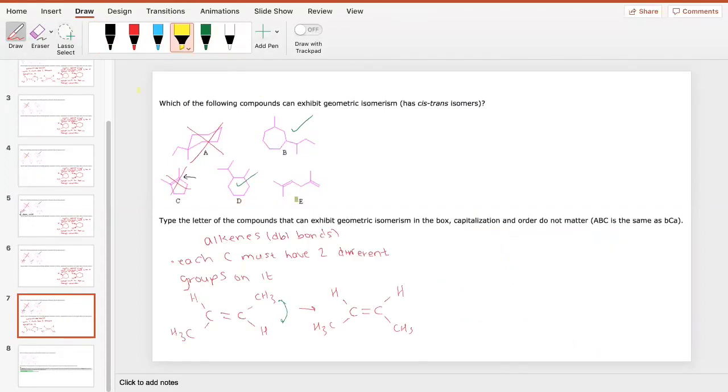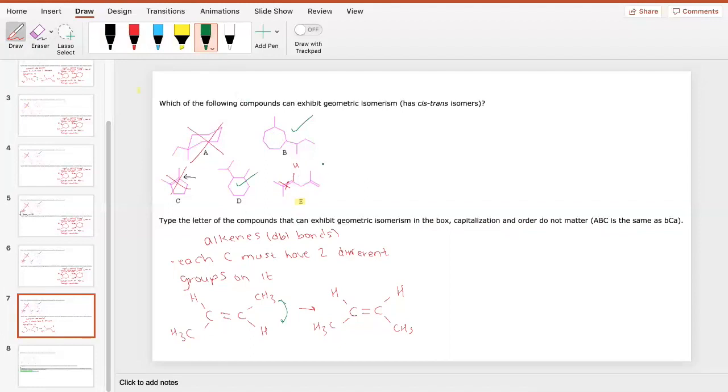So lastly, we're looking at molecule E. It's not cyclic at all, so we're just going to look at it in terms of alkenes and these double bonds. Each carbon must have two different groups on it. Focusing first on this double bond, we see that this carbon does have two different groups. It has a hydrogen and then this alkyl chain, but this carbon has two methyl groups. If we have two of the same groups on one carbon, changing them around won't change it geometrically, and therefore this double bond does not give us geometric isomerism.